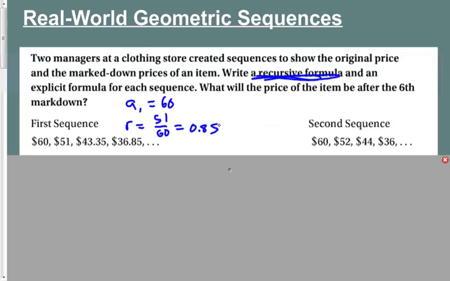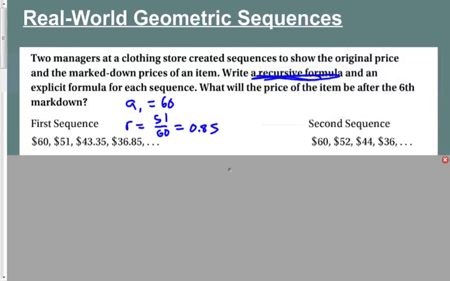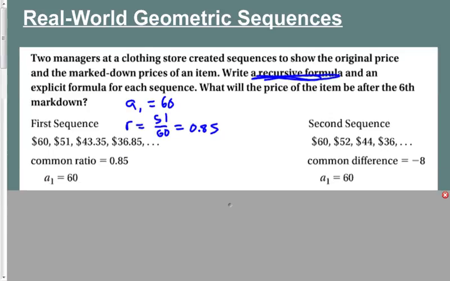Now to double check that that's the same for everyone, we can take any number. So let's take 36.85 and divide it by the one before that, which would be 43.35. I think I just typed it in there slightly wrong. Actually, no, I think it's because these are rounded, but it is 0.85 again, so we're going to use that ratio. Now, if you look at the one on the right, there isn't a common ratio because it's actually going to be arithmetic. It's going down by the same amount. So, both starting at 60.